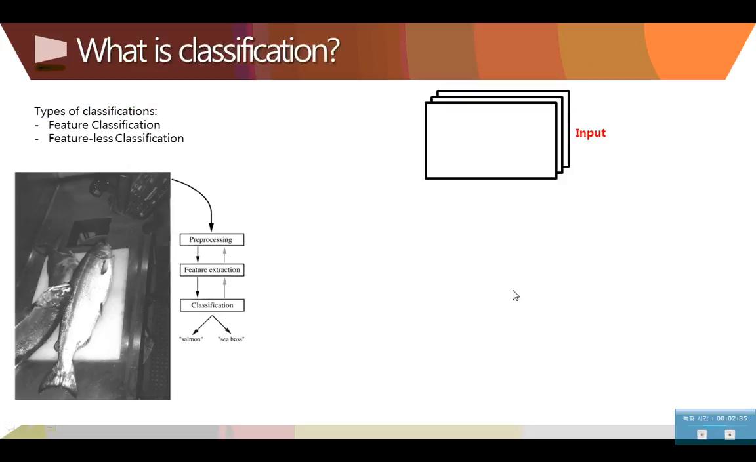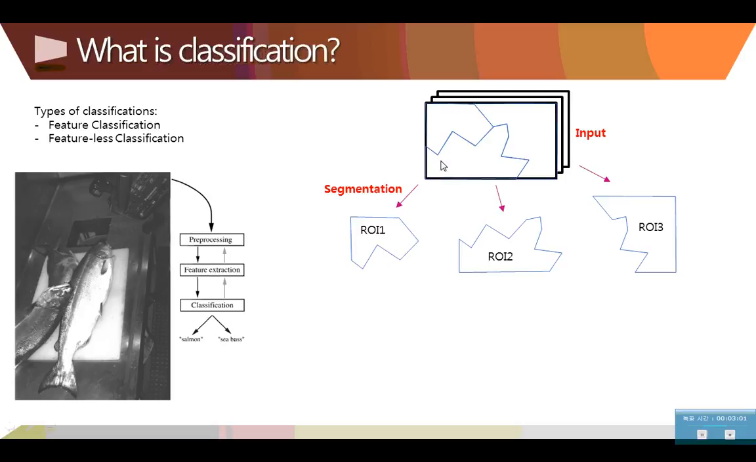So first, what is classification? Okay, let's give an example. Let's say that we have a factory and we would like to classify between 2 different types of fishes, the salmon fish and the sea bass fish. So we take a picture, but before we start, the algorithm needs to know where in this picture is a potential fish which we need to classify. So this is typically a problem called segmentation, in which we need to know where in this image is the part that we need to measure and check.